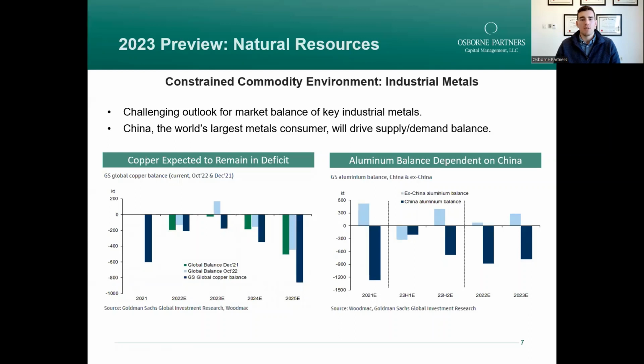Taking a further look into the balance between supply and demand for industrial metals, we see in the bottom left chart, copper is expected to remain in deficit for the next several years, while on the right-hand side, we see the balance of aluminum is again going to be highly dependent on the path of the Chinese economy and ultimately the demand out of that region. Taking a look at that bottom right chart, that light blue bar is the ex-China aluminum balance, modestly positive. However, if you include Chinese impact onto the aluminum balance, it goes modestly negative.